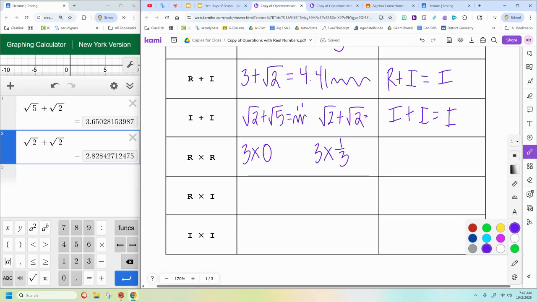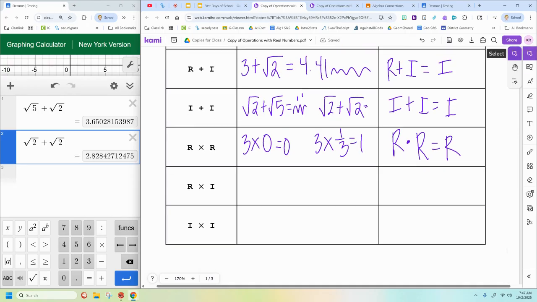Is there one on this side that works? Yep, okay. So open it up when you have a chance and go to the Google. So this one turned out to be 0. What was the answer to the other one? 1. So a rational, I'm going to use a multiplication dot, times a rational is always going to be a rational.